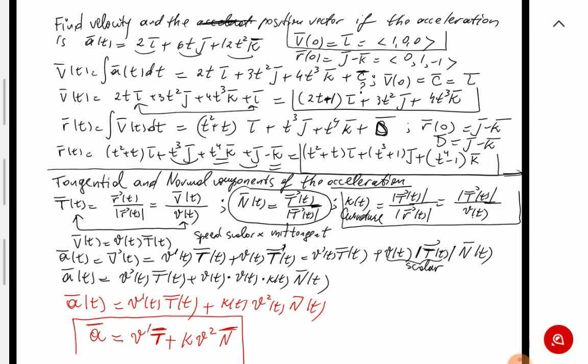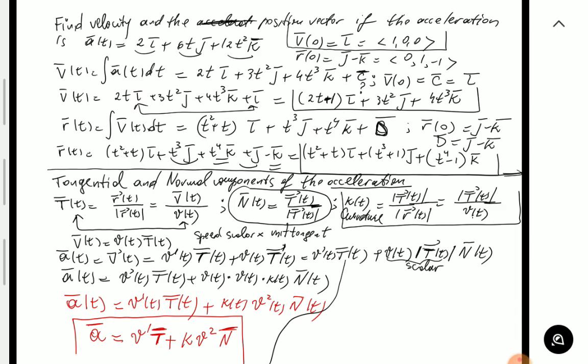So let's talk about the meaning of this formula. It tells you basically that wherever you are in the motion on a curve, the acceleration is going to be essentially a linear combination of the unit tangent and the unit normal. So how much each component is depends on the curvature and the speed, so how much each component is in each direction.